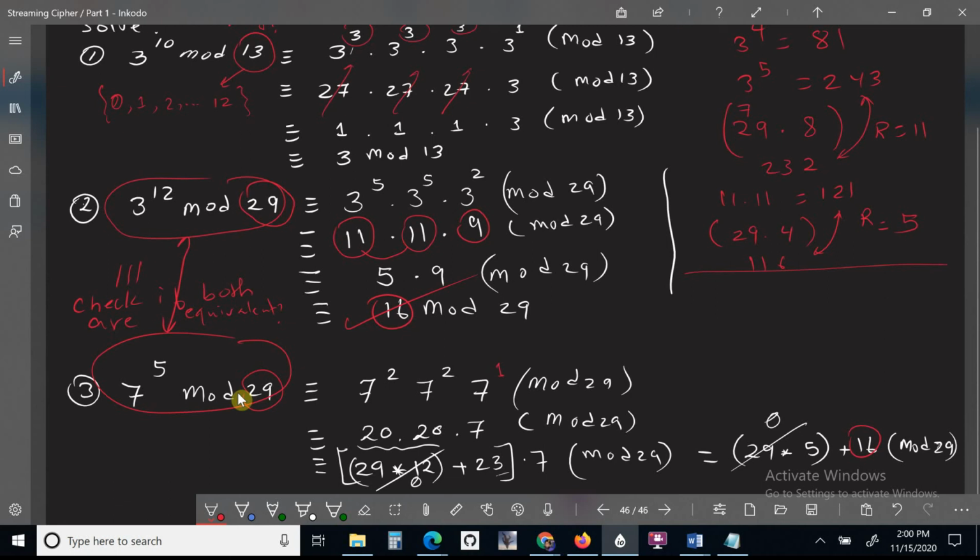So we have 7 squared, which is 49, and basically this will give you the remainder 20. The remainder is 20, and this is 7. So this is okay so far. Then, of course, when you multiply 20 times 20 it will give us 400. And then the same thing here, we want to represent 400 using some kind of multiplier of 29 plus the remainder.